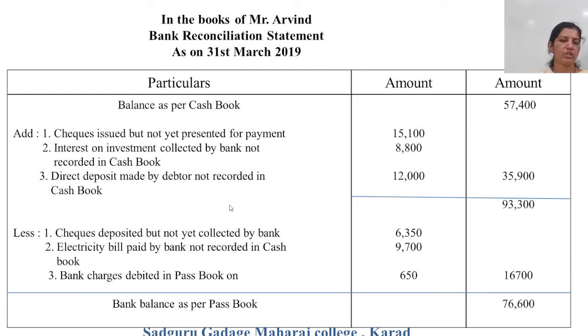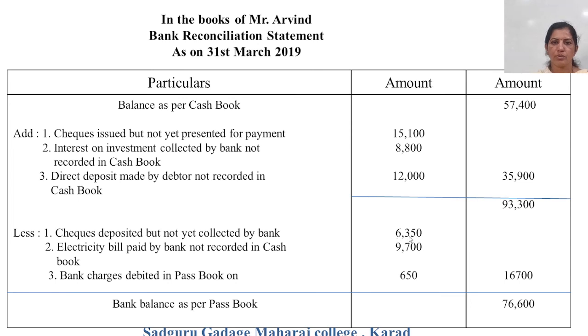In this way we discuss all the transactions, then totalize the items of add and next the less. See, 15,100 plus 8,800 plus 12,000, total 35,900. It adds to the balance of cash book, 57,400 plus 35,900, total is 93,300. From this total, deduct the transactions which reduce the balance.